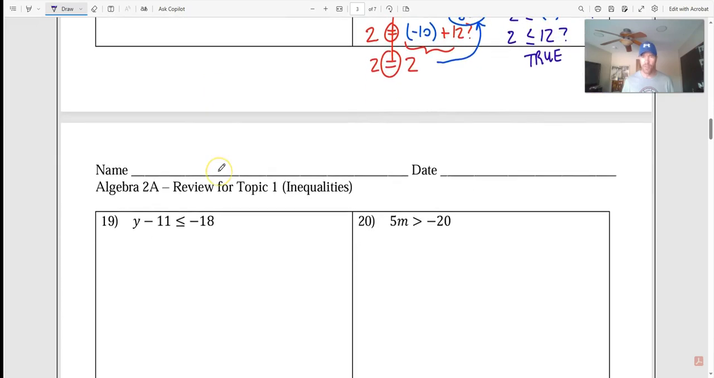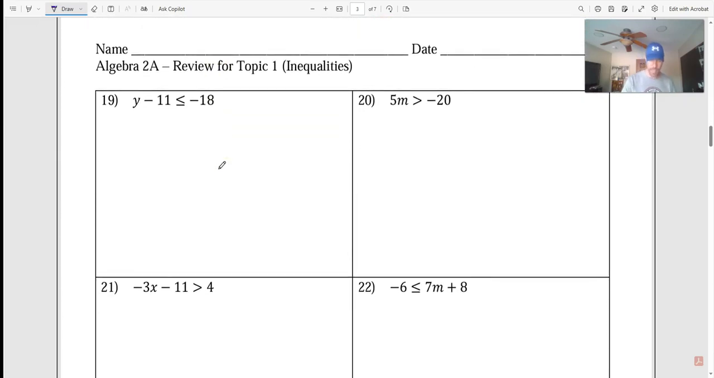So next we go to number 20. So again, trying to solve for m here, trying to solve for the variable. So this is multiplication. I just have to divide. 5 divided by 5 is positive 1. Positive 1m is just m. And then divide by 5 on the other side. That's negative 4. And let's see, do I flip the inequality? I don't think so, because I divided by a positive. Even though there was a negative involved, I divided both sides by a positive.